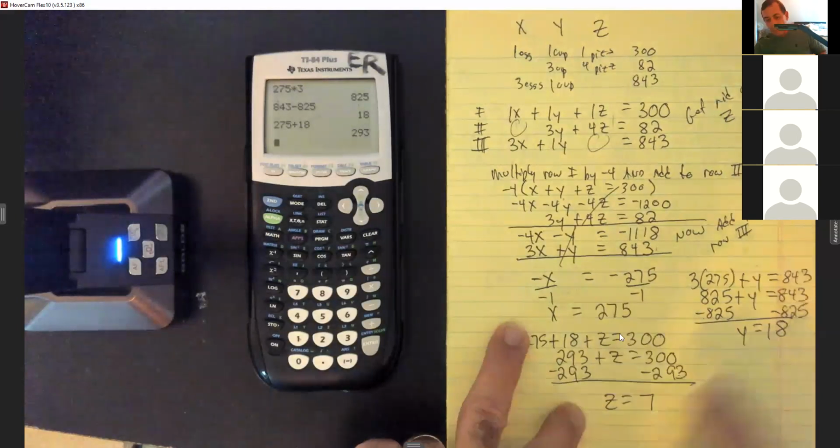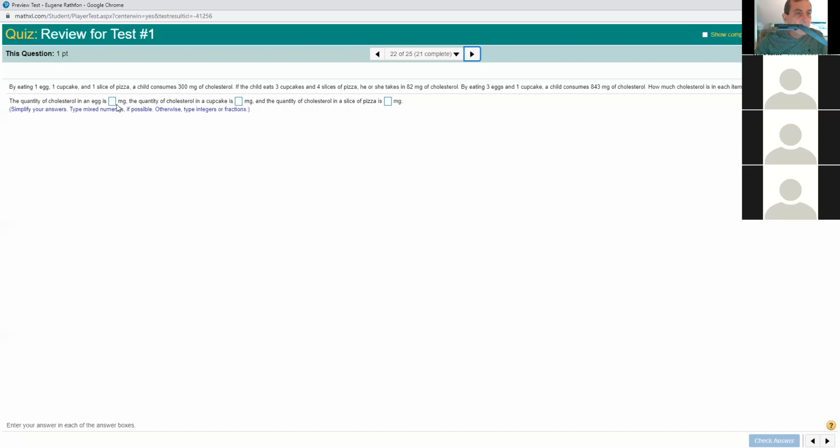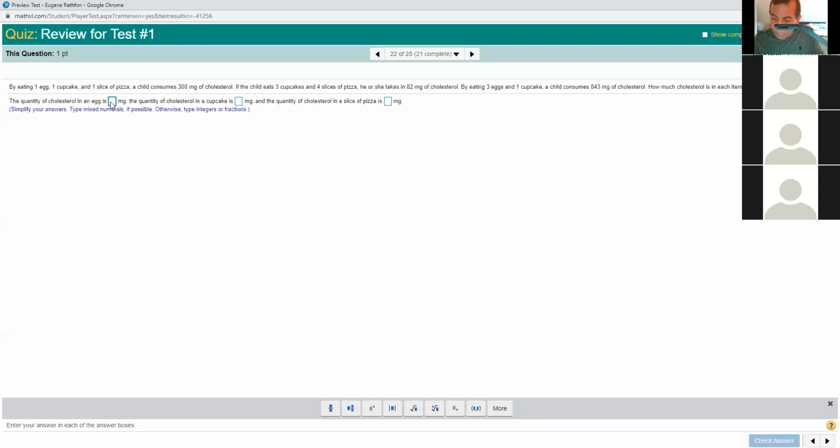So let's see if we can put these in and see what we got to do to put them in. I don't think they want ordered pairs on this one. I think they just ask for them each individually. Yeah, so the cholesterol of the egg, which was X, was 275. Cholesterol of the cupcakes, which was my Y, was 18. And then a slice of pizza was 7. Well, that just seems odd to me. I guess eggs are bad.